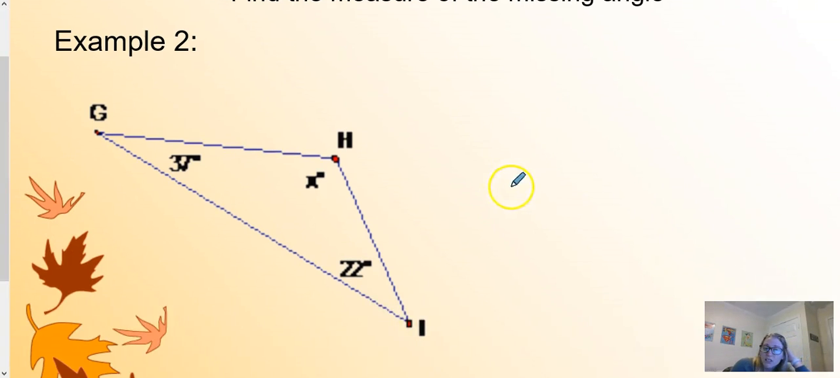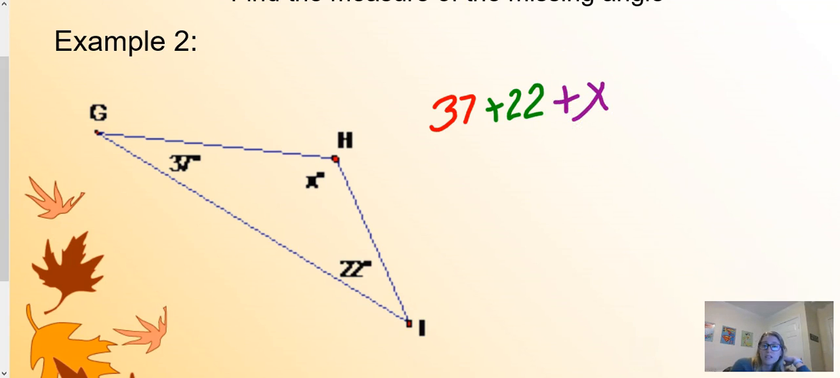Okay, let's look at another example. This time we've got one angle being 37 plus our other angle of 22 plus our missing value of X is going to equal 180. Again, the inside of a triangle will always be 180 degrees for all three angles.